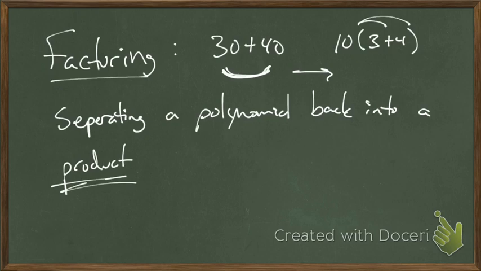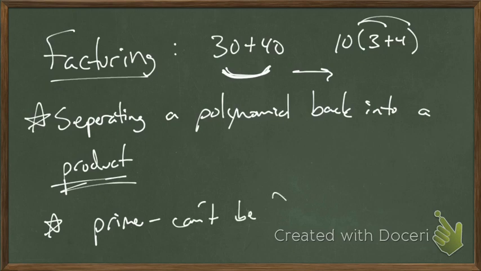Now, some things we cannot separate back, because there is nothing to factor out. And for that, you would call them prime. So they can't be factored. In a prime polynomial, the only common factor is 1, and if you divide a bunch of stuff by 1, what happens to it? Nothing, right? So you can't do anything with it. All right, so let's look at number 1 on your examples, on your PDF notes.